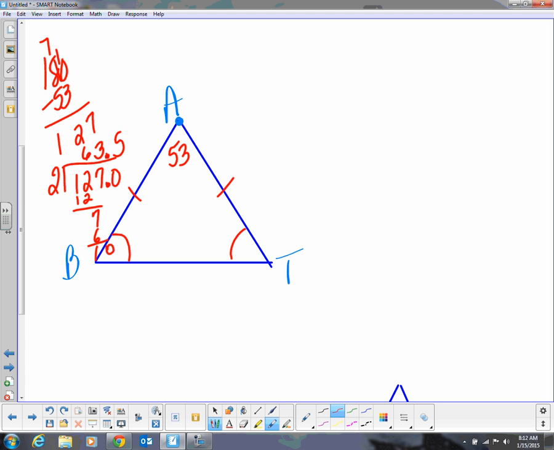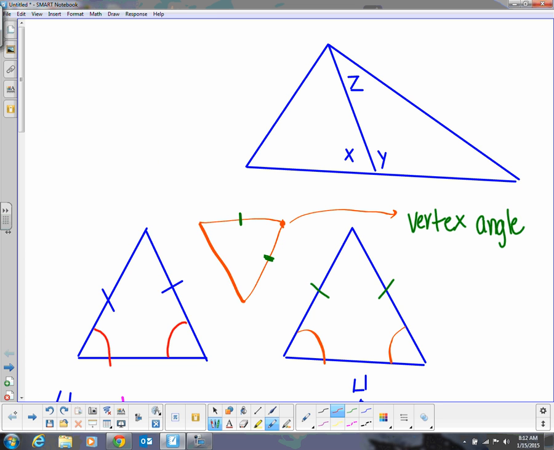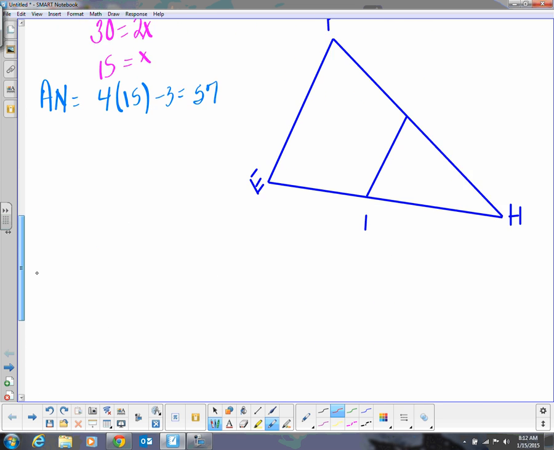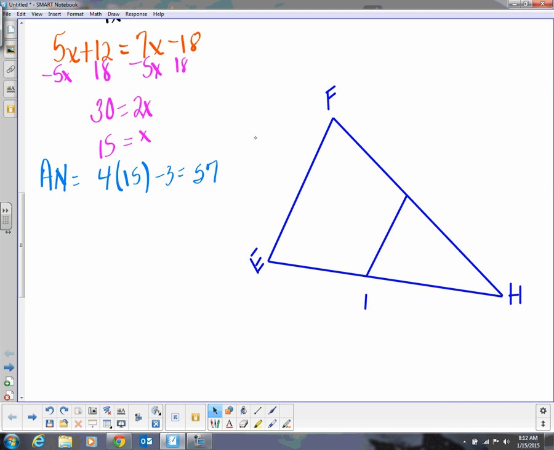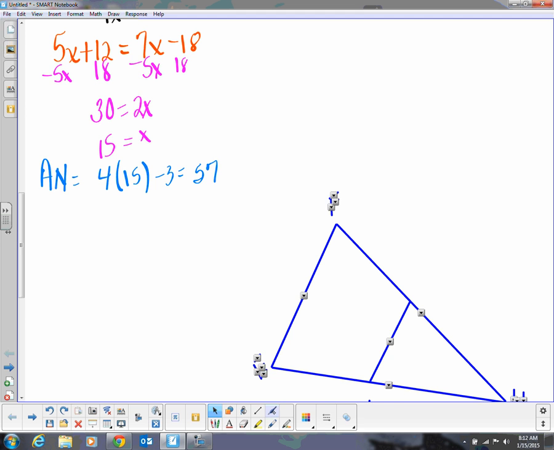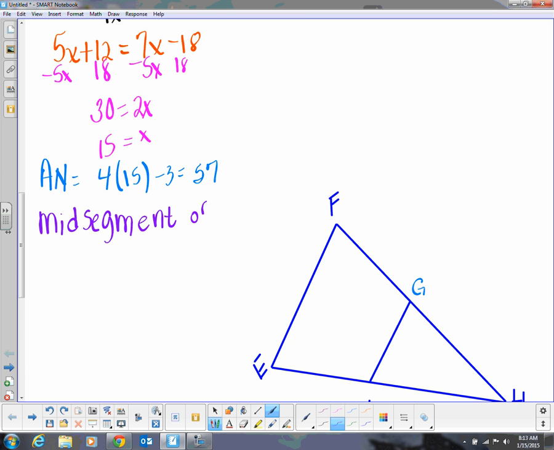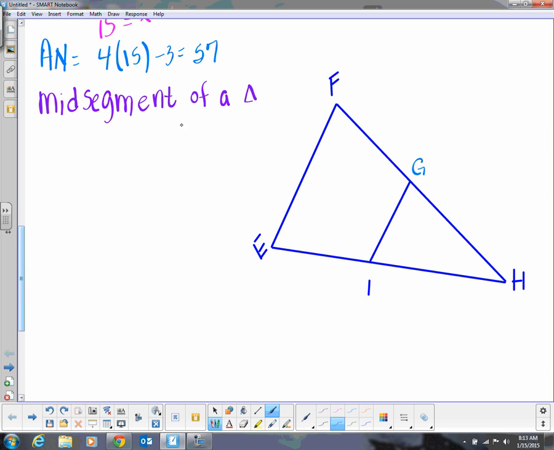All right, number 7. On 7, let's do some notes on this one. Here's my figure. So here's G. So let's talk mid-segment. I am testing your vocabulary. We know 3 things about the mid-segment of a triangle. So these are notes right now. This is part of your study guide. What do you know about a mid-segment? Tara?